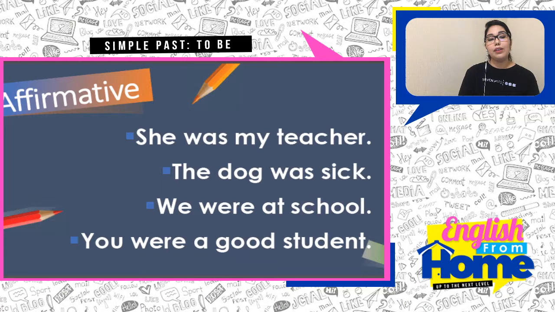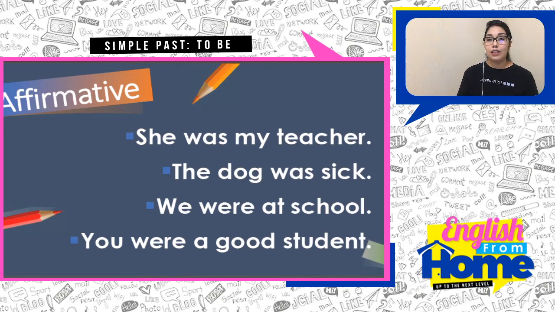The verb to be can be used in an affirmative way. We can use it for affirmative sentences. For example, she was my teacher. Is she my teacher now? No, not anymore. This is an action from before, from the past. Therefore, we are going to use was. She was my teacher. The dog was sick. Is the dog sick now? No, that was before. In the past tense, the dog was sick.